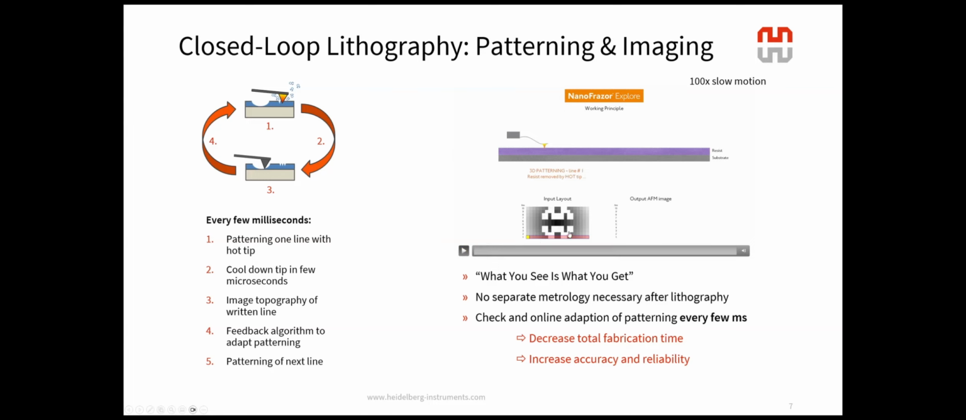So we have an input layout, as you can see here, a grayscale lithography, and we have an output image which is similar to an AFM image, but it's not an AFM image because it's collected by the NanoFrazor, and the principle behind the reading is different from the AFM reading principle. So we're talking about two different technologies. Let's see how this works. We input our layout and pattern the first line, and when we come back we read it. And we do the second line.